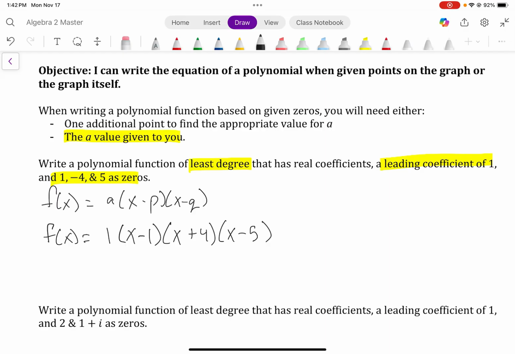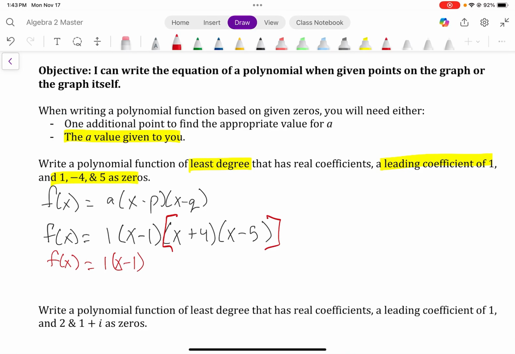That is factored form. If it said write it in factored form, I would be done. But now I'm going to have to multiply this out to get standard form. To do that, you pick whatever you think is going to make your life easiest. I'm going to do this one first, because I know I'm going to have some trinomial at the end, and multiplying a trinomial by x minus 1 just feels like it's going to be easier than multiplying by x plus 4, for example.